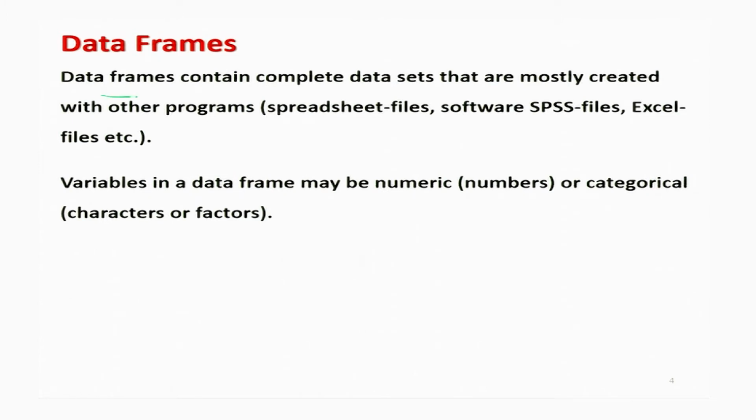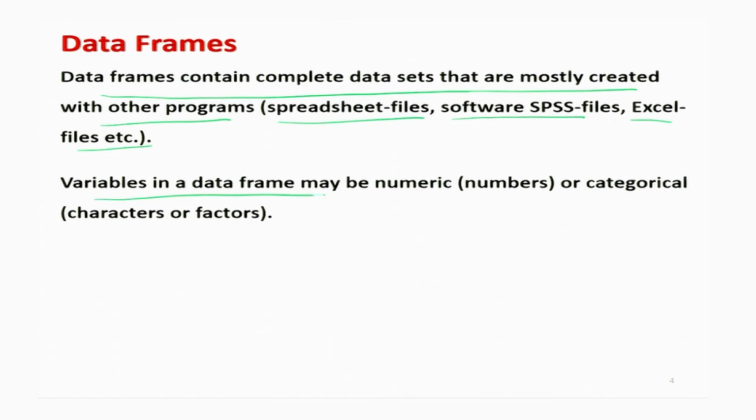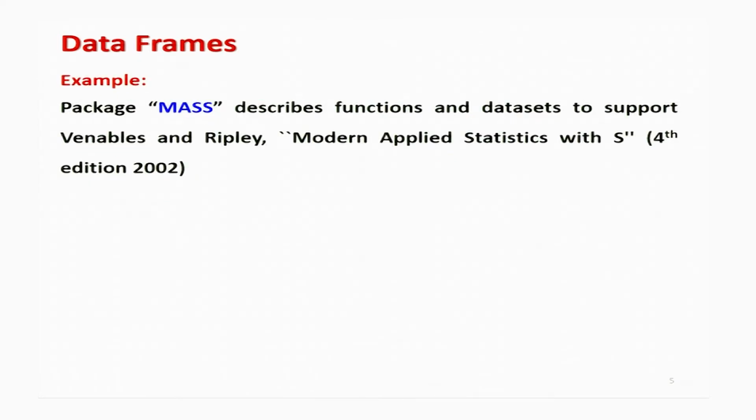And a data frame contains complete data that are mostly created with other programs, like a spreadsheet file, or software like SPSS files, Excel files, etc. The variables in the data frame can be numeric or categorical. For example, numeric variables have values in numbers, whereas a categorical variable has values in characters or, say, factors and so on.